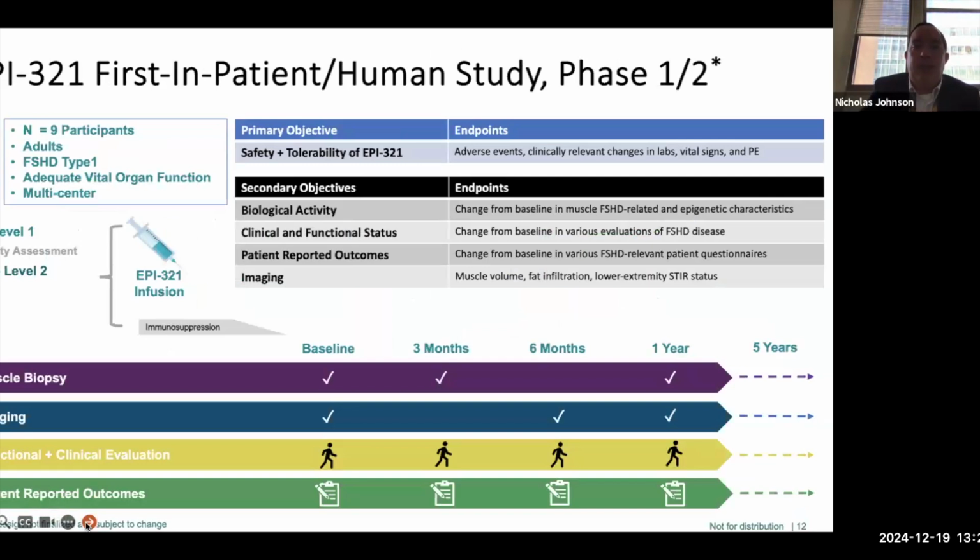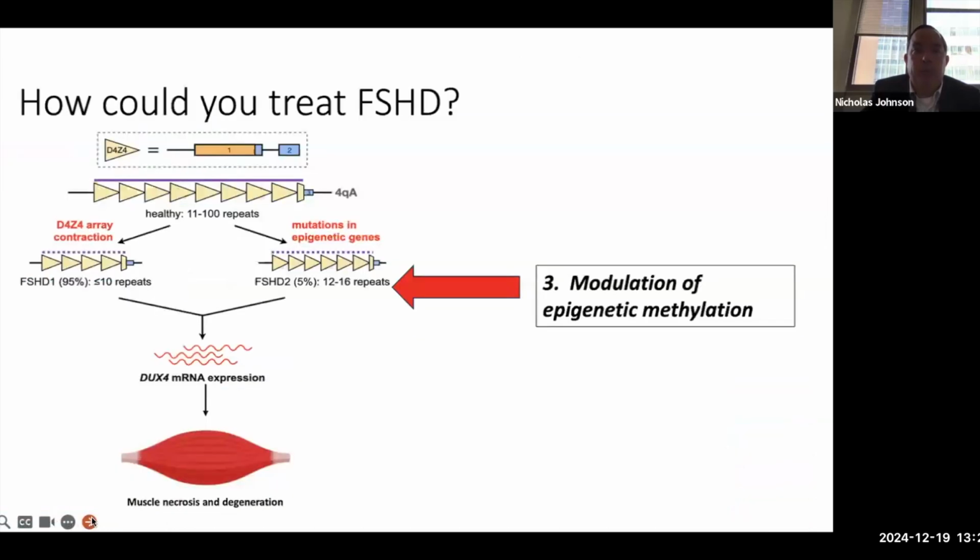But you can see basically it's a single dose, either at a low dose or a higher dose. And then, over the course of a year, there's visits about every 3 months looking at muscle biopsies, muscle imaging, and then walking speed and other clinical outcomes. So this is a planned phase 1/2 trial. I don't think we know exactly when that trial is going to start, but they've made it all the way up until this point. So hopefully sometime soon.